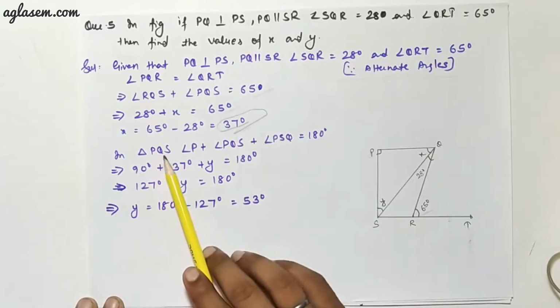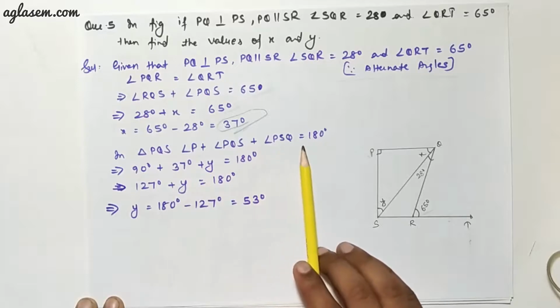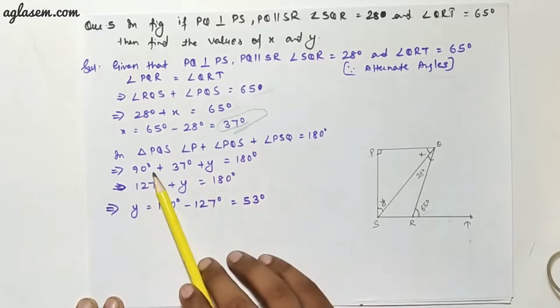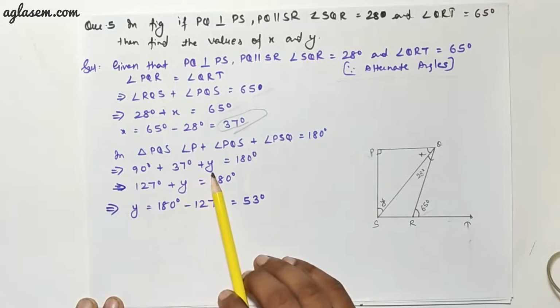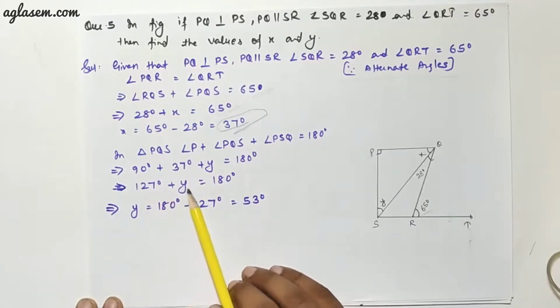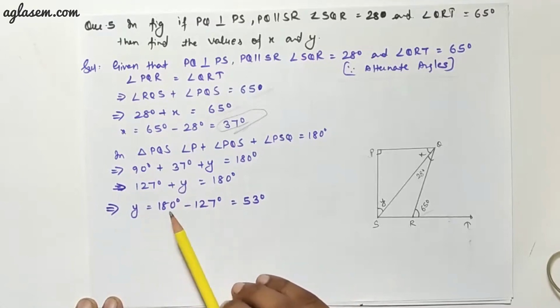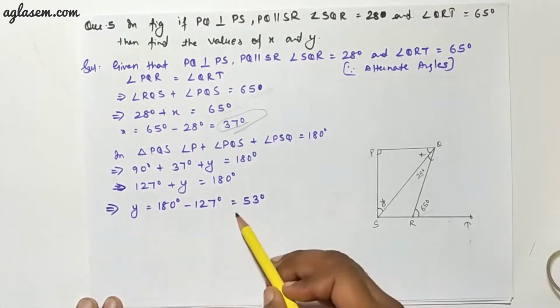In triangle PQS, angle P plus angle PQS plus angle PSQ is equal to 180 degrees. 90 degrees plus 37 degrees plus Y is equal to 180 degrees. 127 degrees plus Y is equal to 180 degrees. So the value of Y is 180 degrees minus 127. So we will get 53 degrees.